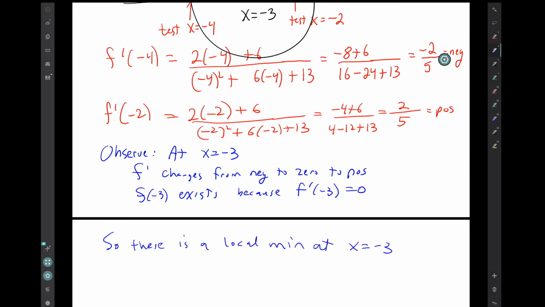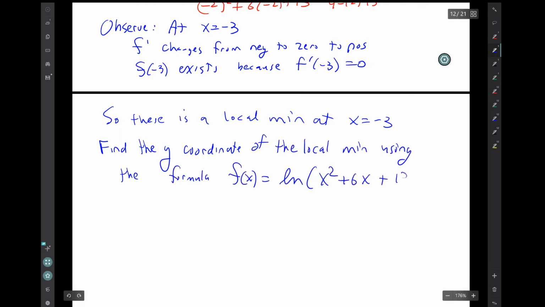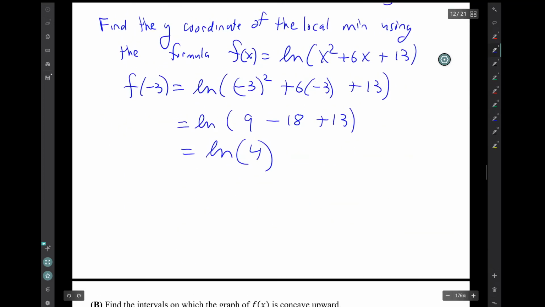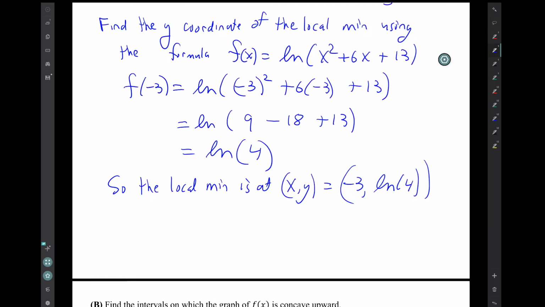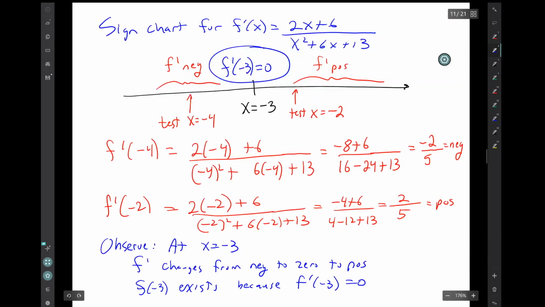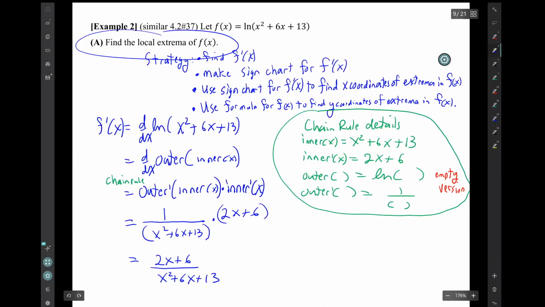So we have to use the original formula for f of x to find the y-coordinate of the local min. So we see that the local min is at the point x, y equals negative 3 comma ln of 4. That is, the local min is the y value. All right, so that was our very long solution to question A, find the local extrema.